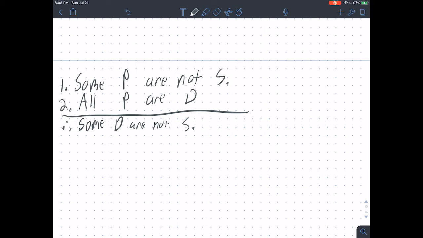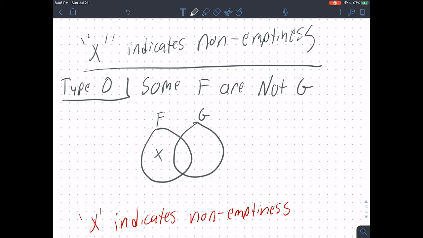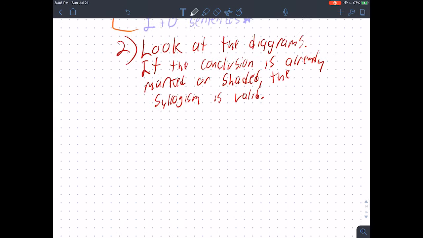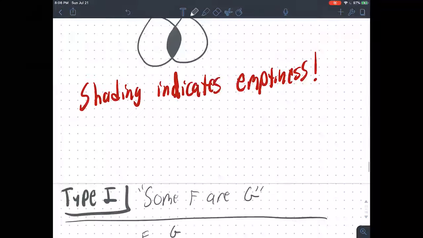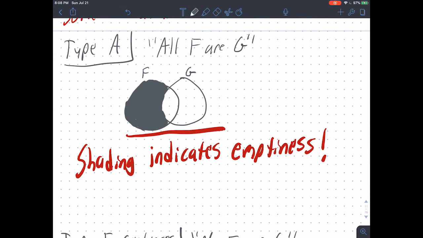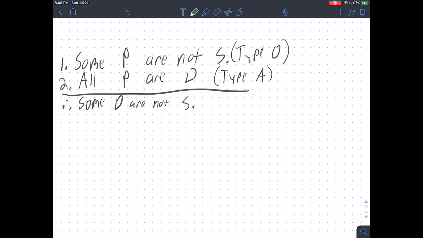So some P are not S. Let's scroll up. So that would be a type O sentence, right? All P are D. Well, that's a type A. Here, just to show you. Right? All P are D, same type. And the conclusion, some D are not S, that's another type O.